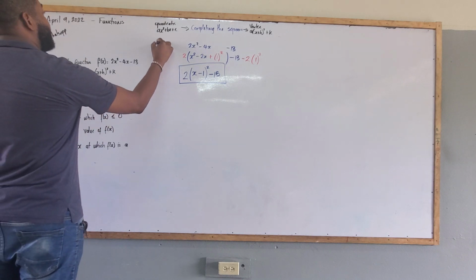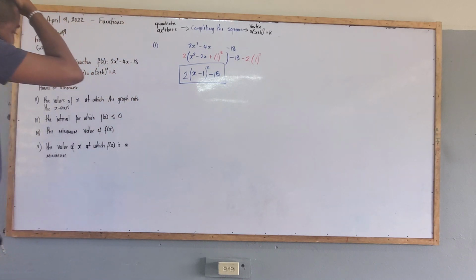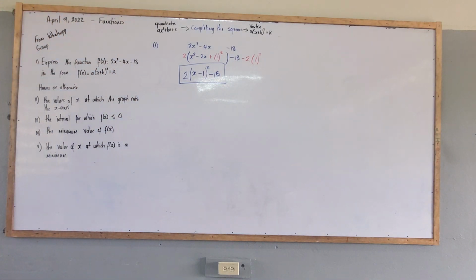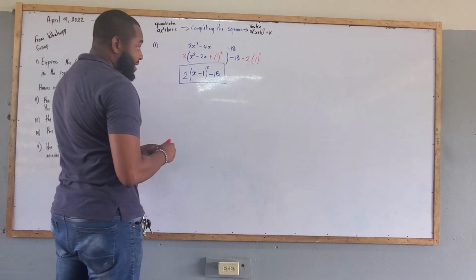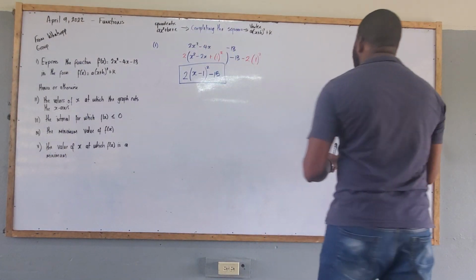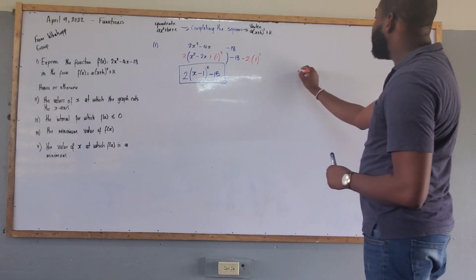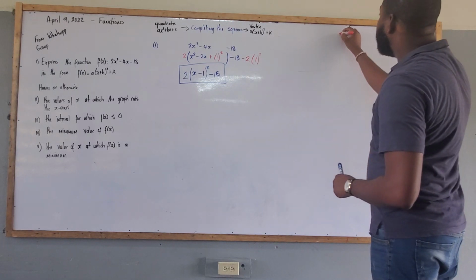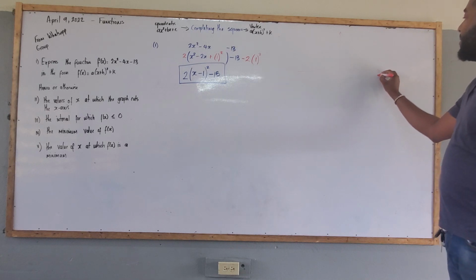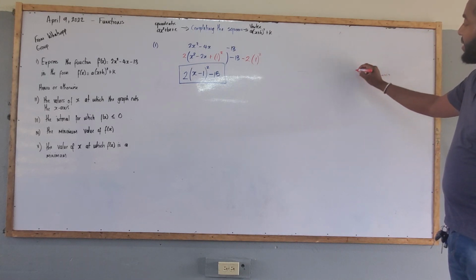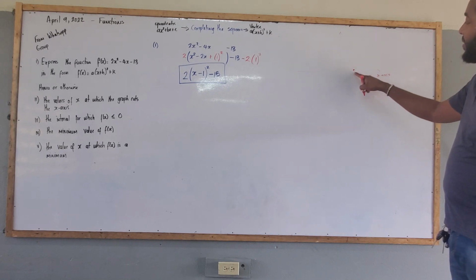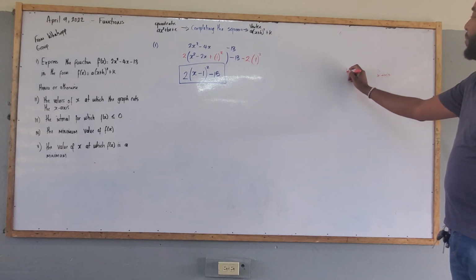That's part 1 done. So part 2 says, find the value at which the graph cuts the x-axis. To give you an idea of what's happening there, which one is the x-axis? The horizontal one. So this is my x-axis. Any line that cuts the x-axis, what's the coordinate of these points here? So let's say I put 1 here.